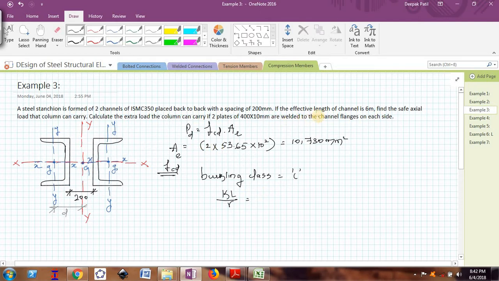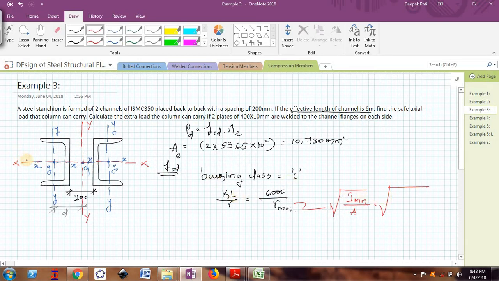KL is given, since the effective length of the channel is 6 meters, so KL is 6000 divided by R minimum. This R minimum is calculated as the square root of the minimum moment of inertia divided by the cross section area. Now how is this minimum moment of inertia defined?